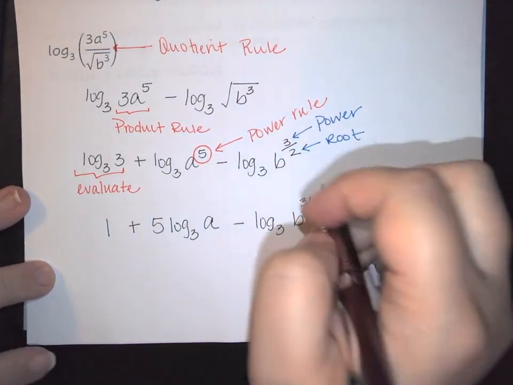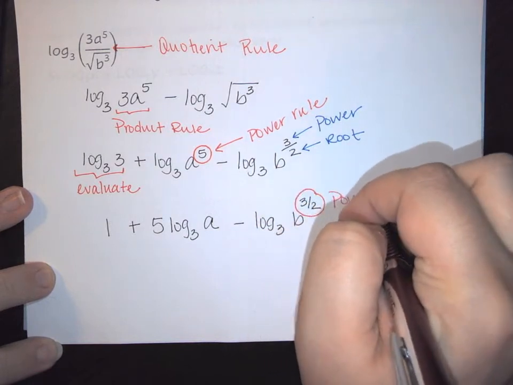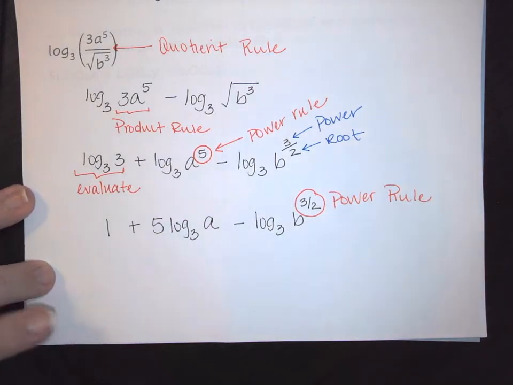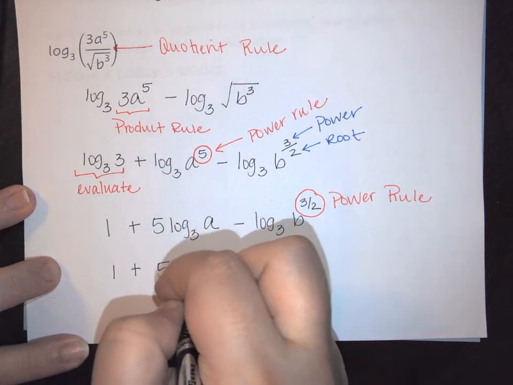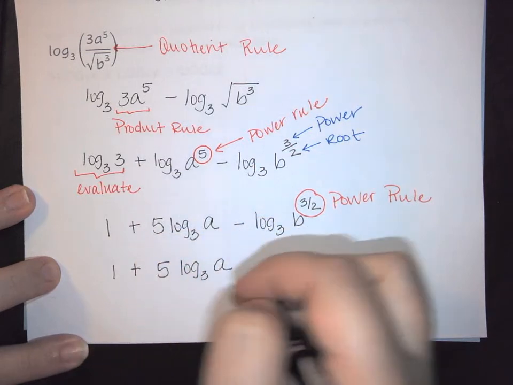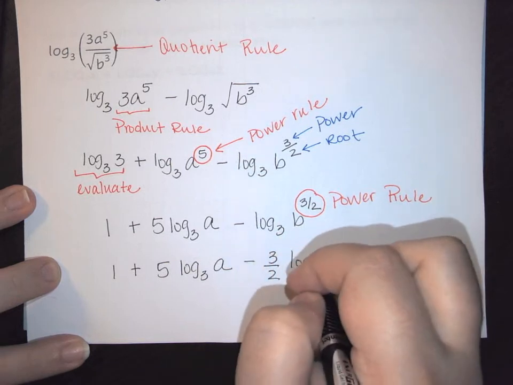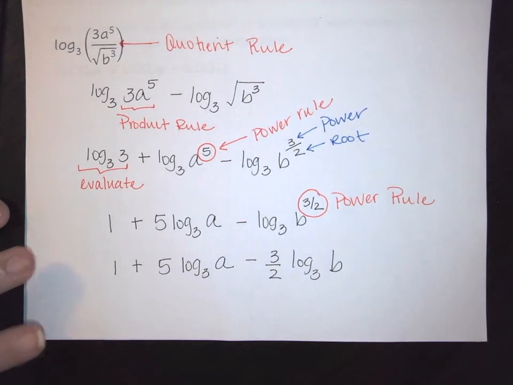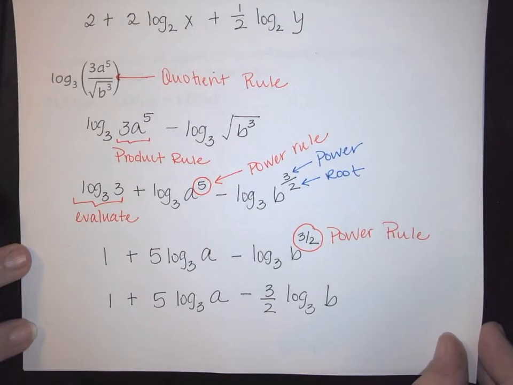So again, with that, I have this piece here, which is another power rule. So to finalize my problem, we're going to end up with 1 plus 5 log base 3 of a minus 3/2 log base 3 of b. And since there's nothing else for me to do to try and simplify it down any further, that's how I know I am done. I've got no other rules or properties to use.